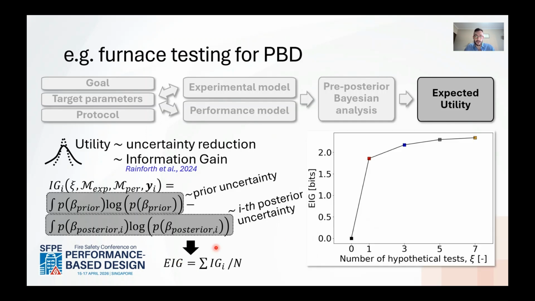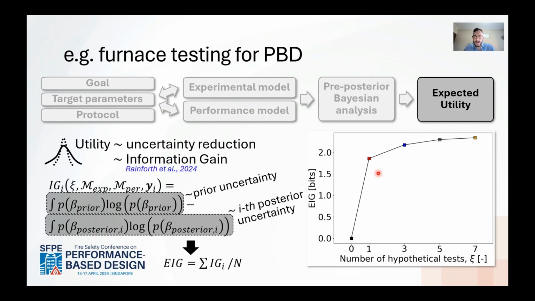This is a graph showing the results of my analysis. Here you have the expected information gain on the vertical axis and the number of hypothetical tests on the horizontal axis. And this is the trend of the expected information gain. From this, we can draw two main observations. The first one is that the expected information gain is always positive, meaning that in expectation, running any number of tests will reduce uncertainty in predicting the failure probability of the slab exposed to a natural fire.